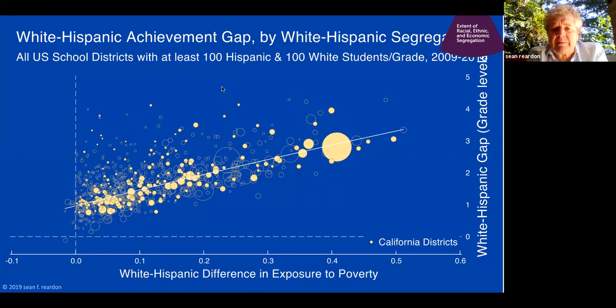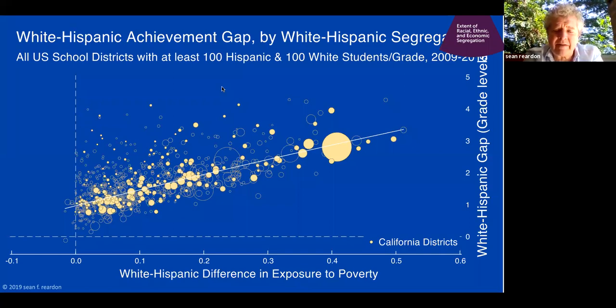If the measure is 0.4, as it is for Los Angeles, the big yellow dot there, that means that the average Hispanic student in Los Angeles attends a school that has 40 percentage points more free and reduced price lunch eligible students than the average white student in Los Angeles. So that's a high degree of ethnic economic segregation. And you can see here we have the data for every school district in California shown in yellow, and districts for the rest of the country in sort of gray behind that.